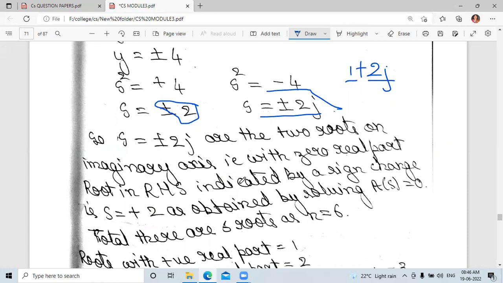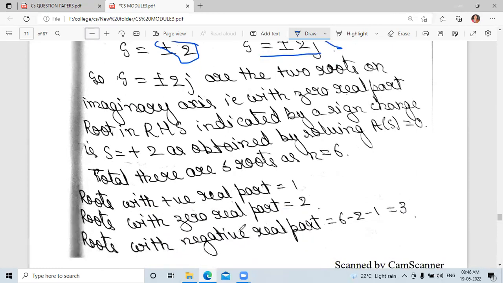Roots in the RHS are indicated by a sign change, that is s equals plus 2, as obtained by the solution of A of s equals 0. So there are 6 roots. From the equation only we can say that s to the power of 6 means 6 roots will be there. So one will be in the RHS, that is the right side of the s plane, and 2 roots will be with zero real part.